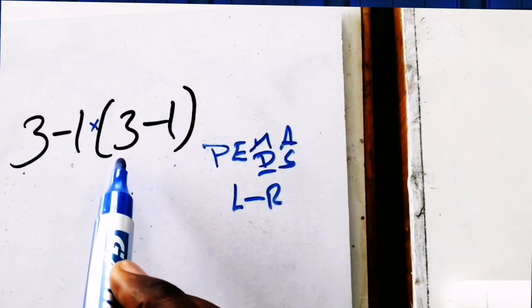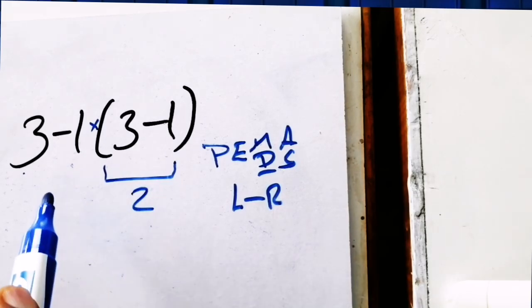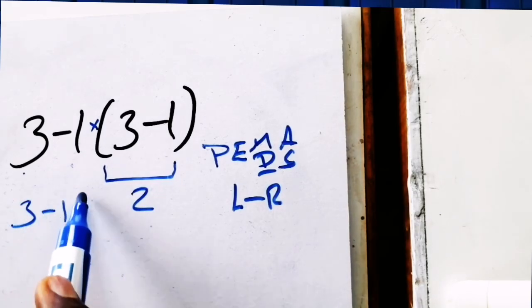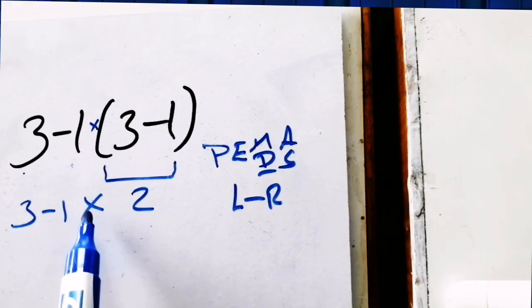First we have to do this parenthesis. Inside this parenthesis, 3 minus 1 which equals 2. Then 3 minus 1 times 2, okay? So here there is one subtraction and one multiplication.